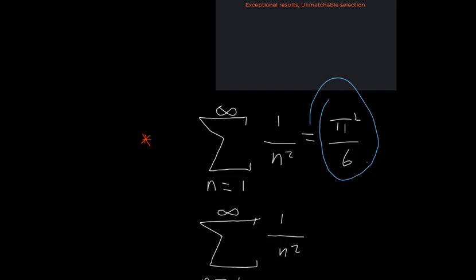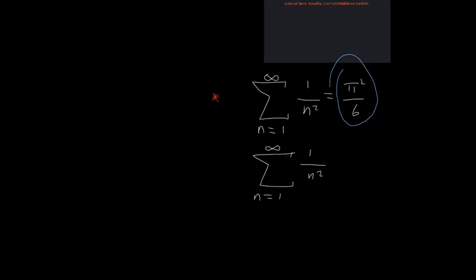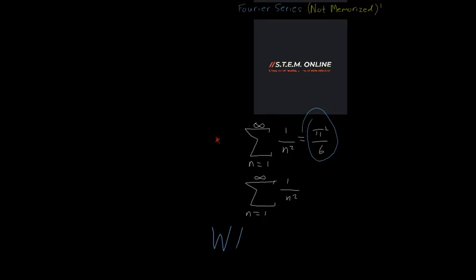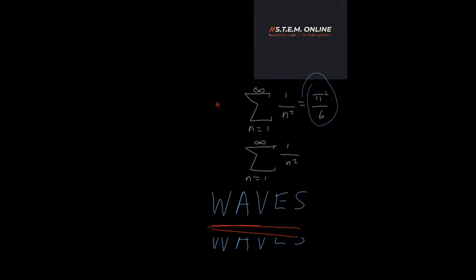And the answer is that pi appears because this problem is secretly about waves. Yes, that's right. This problem makes sense when you put it into a geometric context. I'm going to highlight waves, in capitals, in red. Some type of wave. That's what we're going to be looking at.